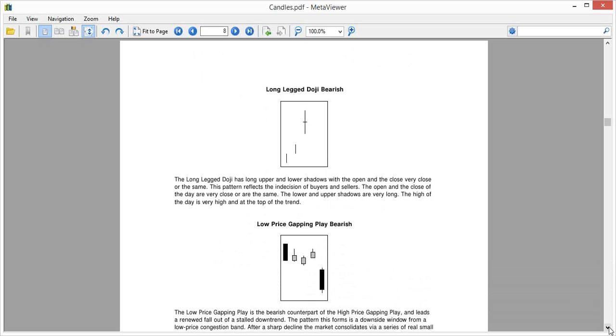Long-legged doji bearish. The long-legged doji has long upper and lower shadows, with the open and the close very close or the same. This pattern reflects the indecision of buyers and sellers. The open and the close of the day are very close or the same. The upper and lower shadows are very long. The high of the day is very high at the top end of the trend. So we had a lot of price action, but there's no volume.